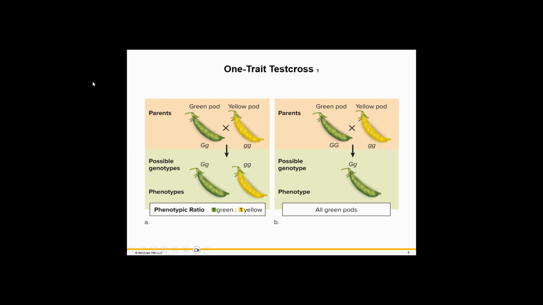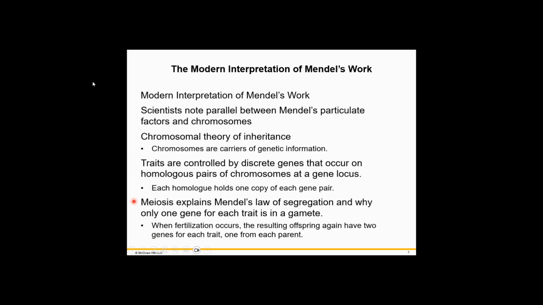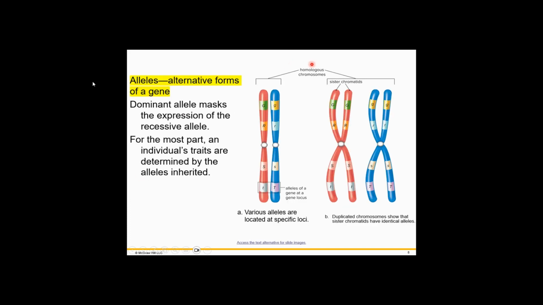So meiosis explains Mendel's law of segregation and why only one gene for each trait is in a gamete. Remember, a gamete is an egg and a sperm. So when fertilization occurs, the resulting offspring again then have two genes for each trait, one from each parent. So here is a picture of homologous chromosomes.